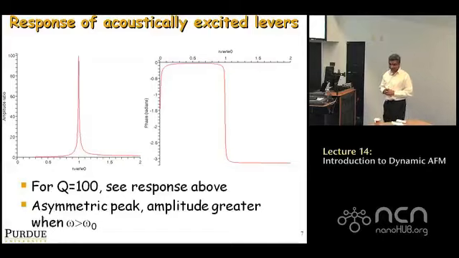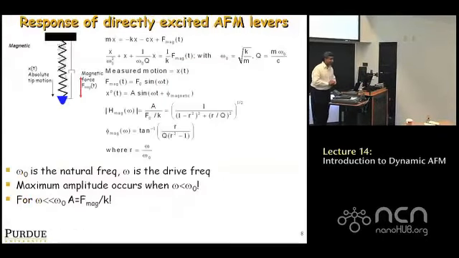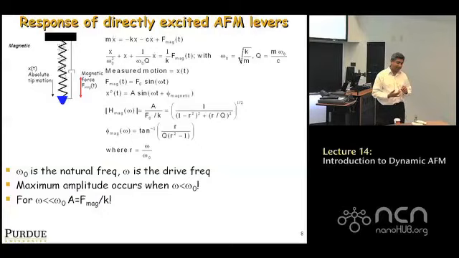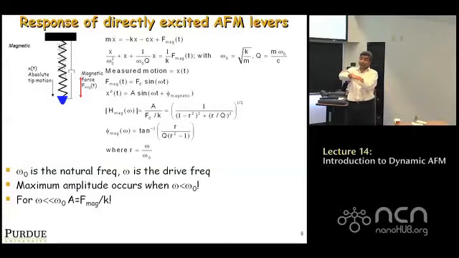So, okay. Thank you. Let's go to directly excited AFM cantilevers. This is an example of magnetic forcing, but remember it applies for magnetostrictive, photothermal, Lorentz force excitation, direct piezo excitation, all those techniques. In this case, the base of the cantilever is not moving, is not shaking. On the other hand, you apply the force directly in a non-contact manner to the cantilever.